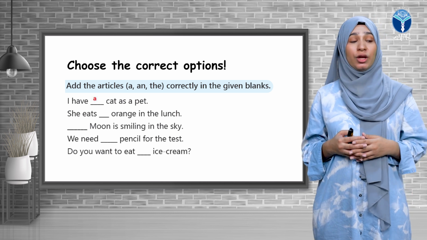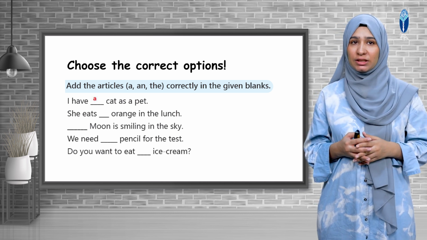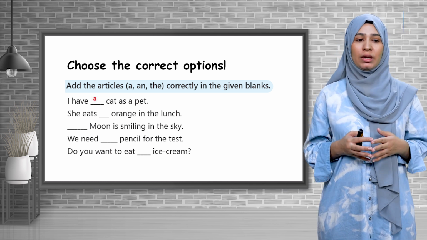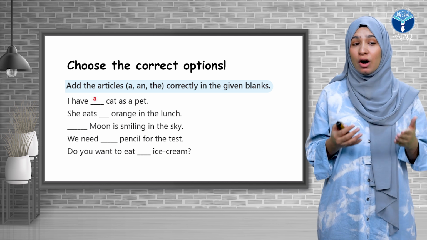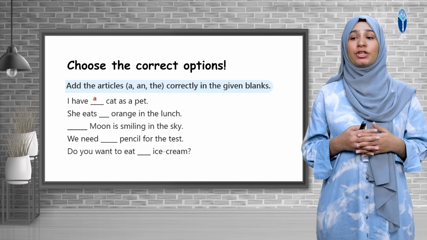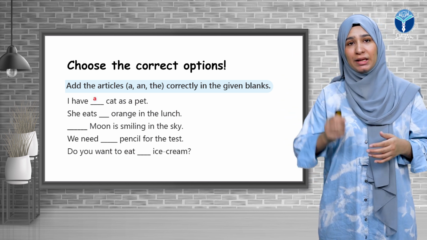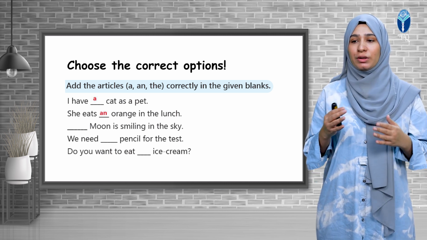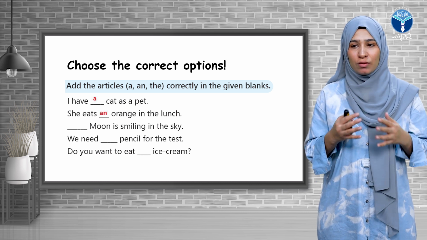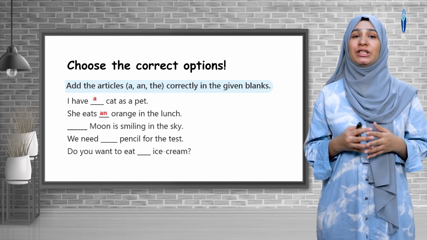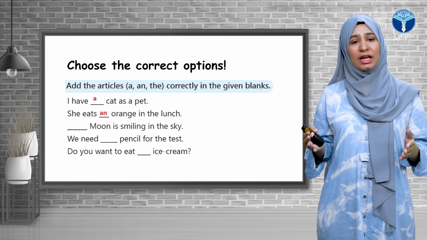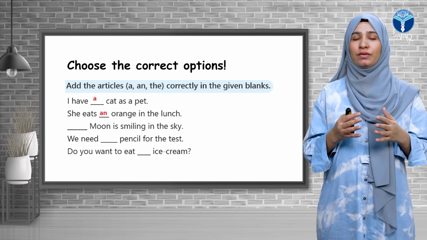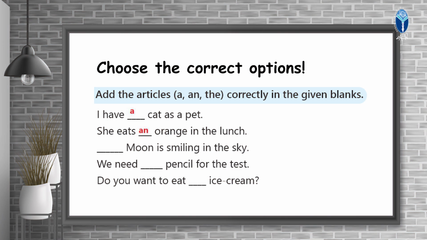Very good. Now you are going to tell me what is the next answer. She eats dash orange in the lunch. Is it a orange, the orange or an orange? Well done, you gave the right answer. We are going to use an, because orange is starting with a vowel sound, that is O. So she eats an orange in the lunch. So students, this activity is very easy. You could do it yourself. Now pause this video and start doing this activity.